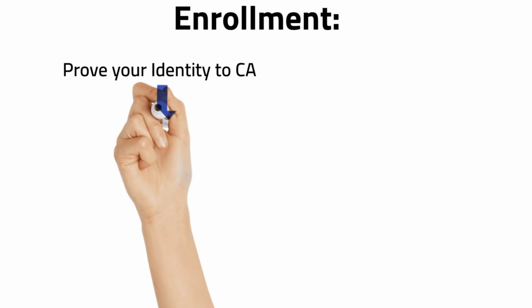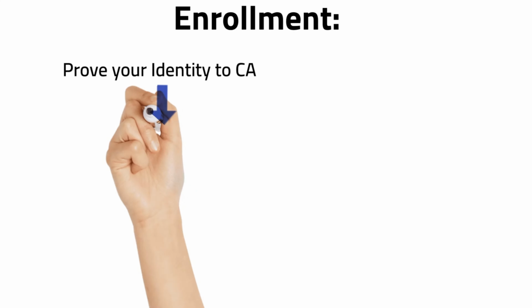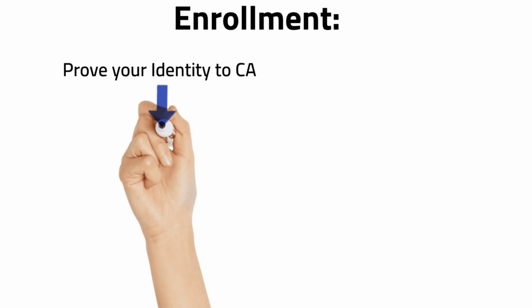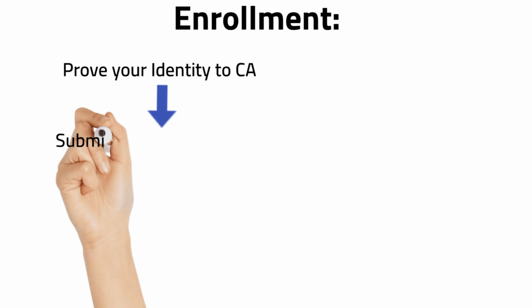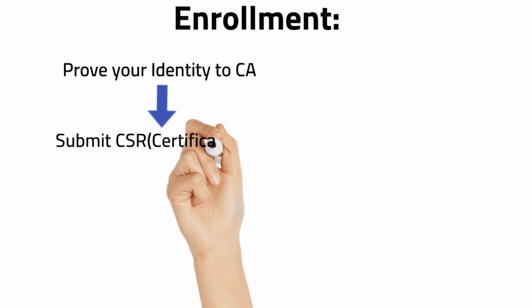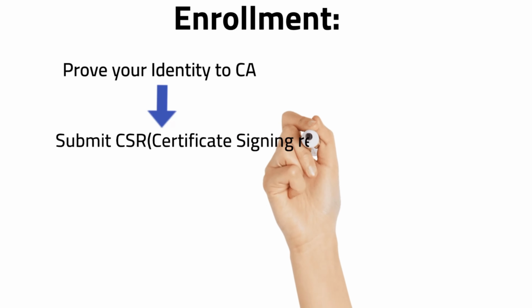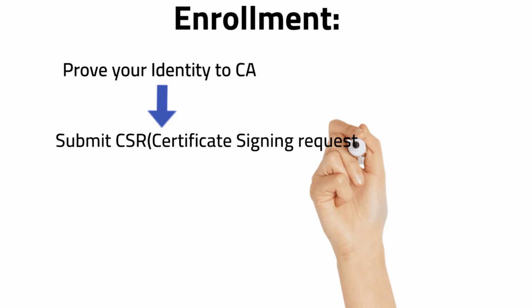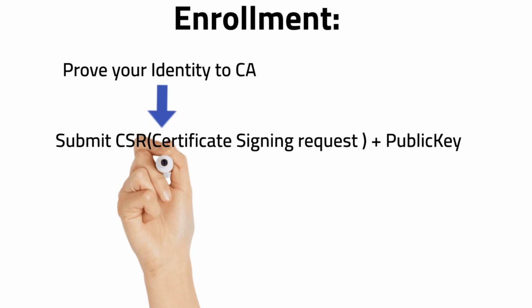Then the CA reviews again and starts creating an X.509 digital certificate. It contains your identity information and a copy of your public key. They will attach it and then sign it with the CA's private key. Once you receive it, you are good to install the certificate wherever you want.